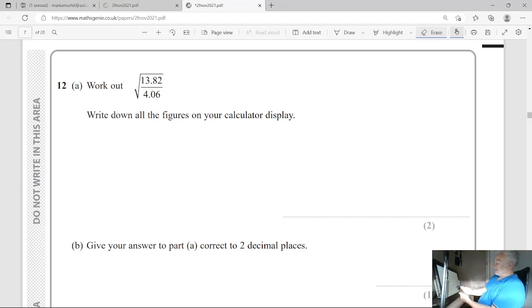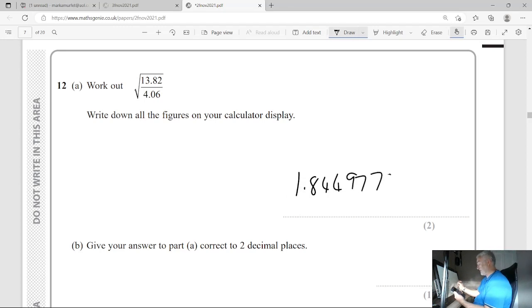I'm then going to type the figures in exactly as I see them on the screen: 13.82, tab down, 4.06, equals. I've done no work on that, only typed it in exactly as I see it. So that's going to give me 1.844977205. I've done what it said on the tin. I've written down everything that's on my calculator screen.